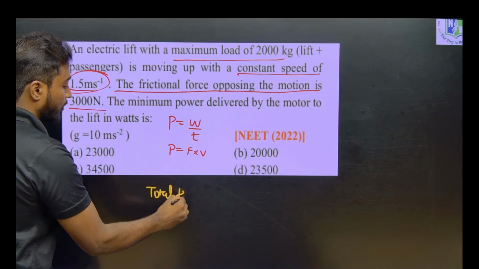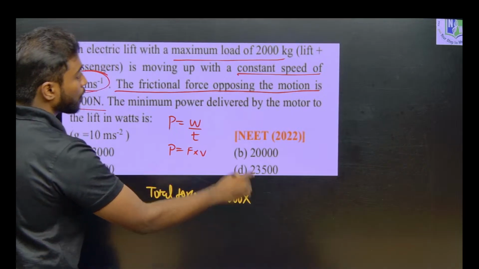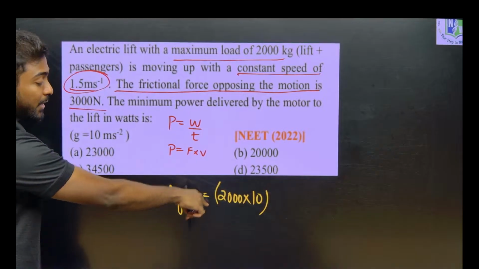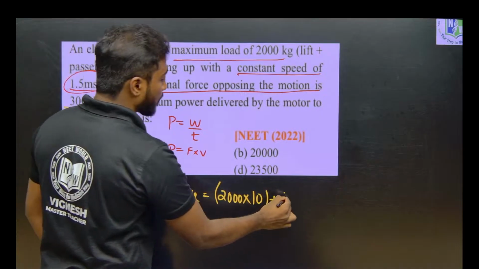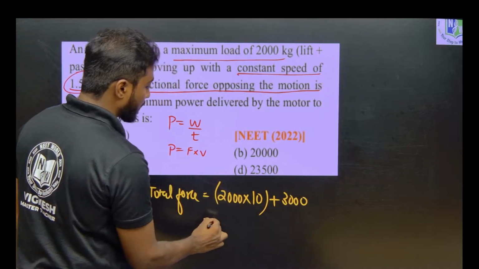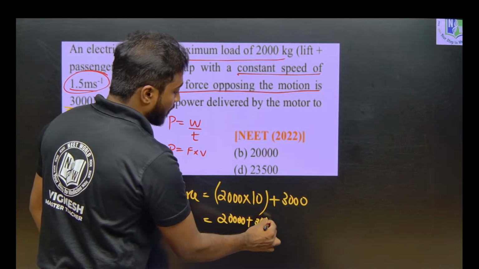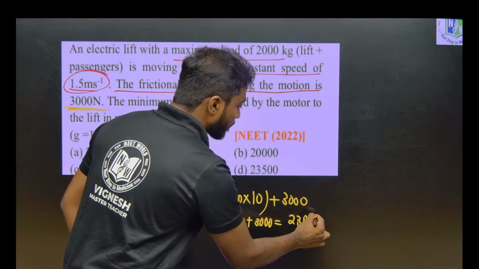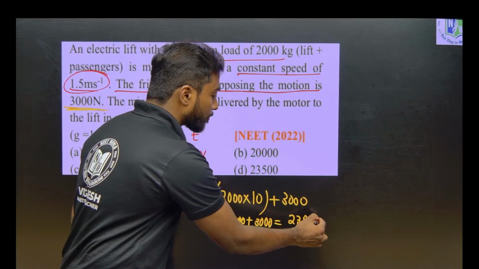Total force should be equal to 2000 into, what is this? Weight, no, so 10 mg, m into g, plus, what about the opposing force? 3000, which means 20,000 plus 3,000, which is equal to 23,000, right? 23,000. So I got the force.